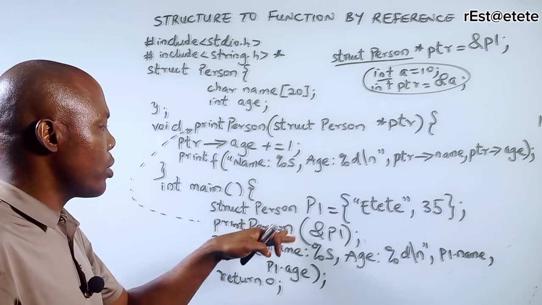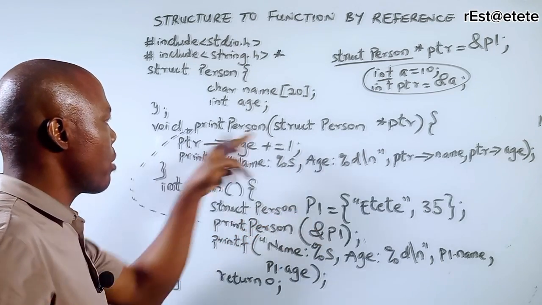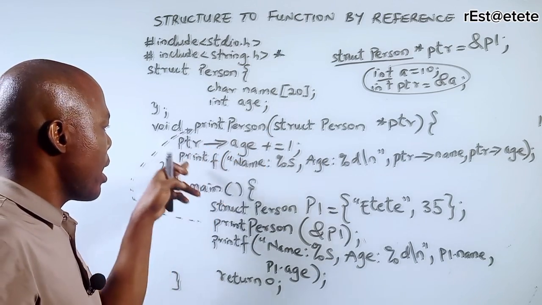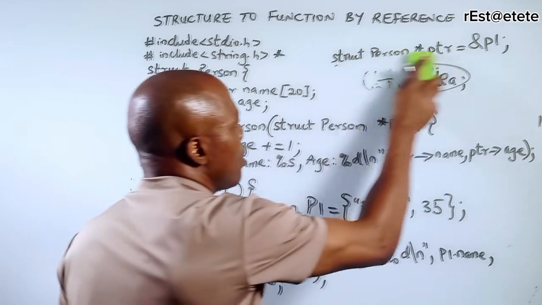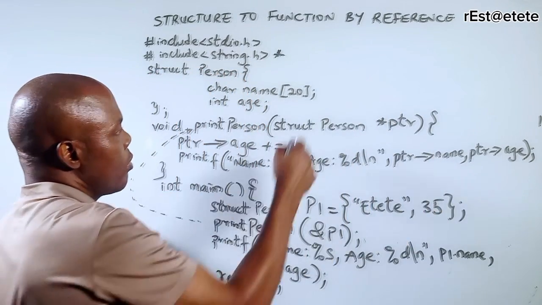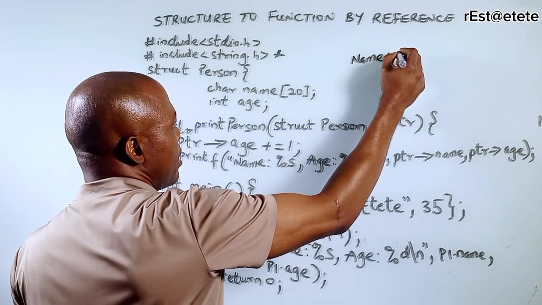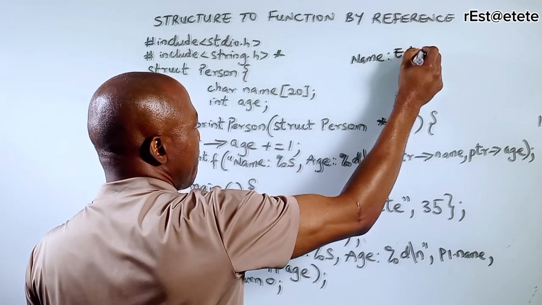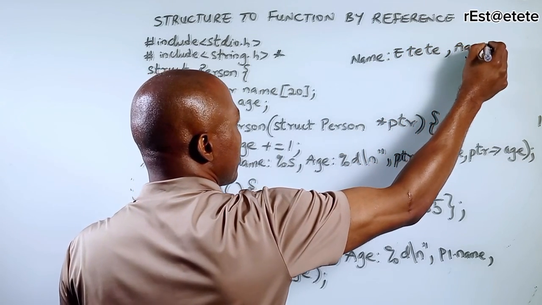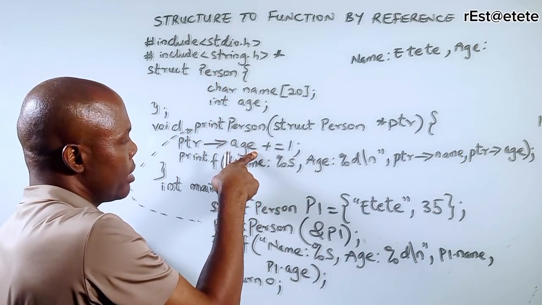In calling the function, I'm passing the address of this P1 to it, so it will come here. Then it will change the age, and here it will print out. So what will be the output? This one will print out name, Etete, and then age will print out. Now it has increased the age.